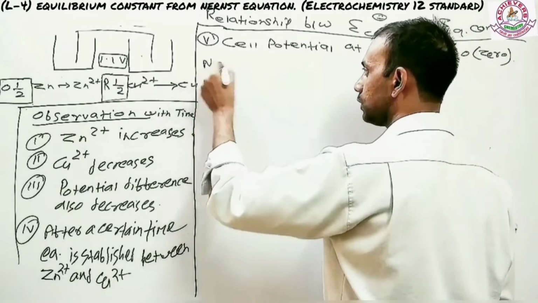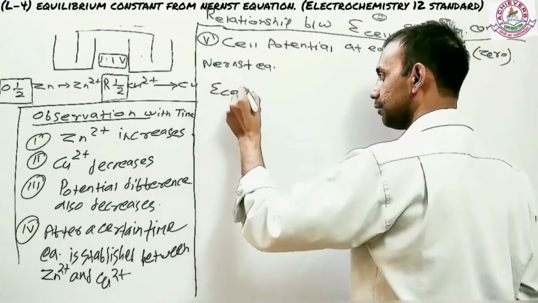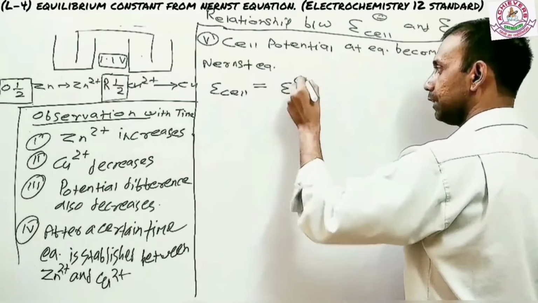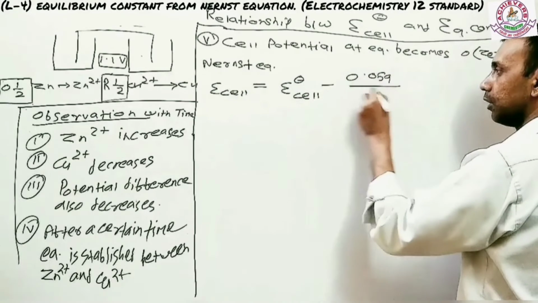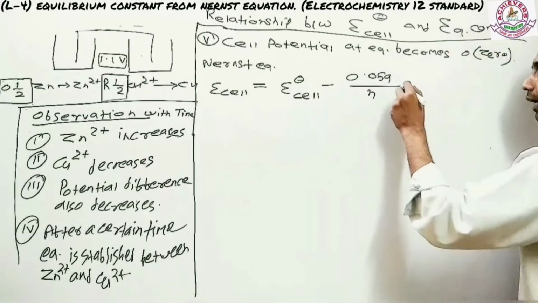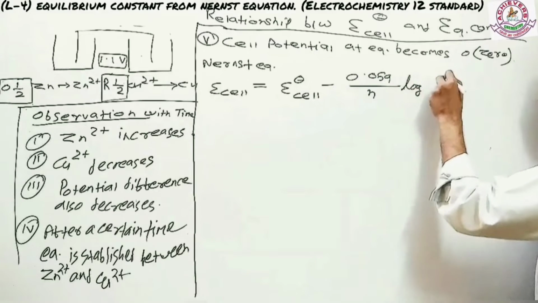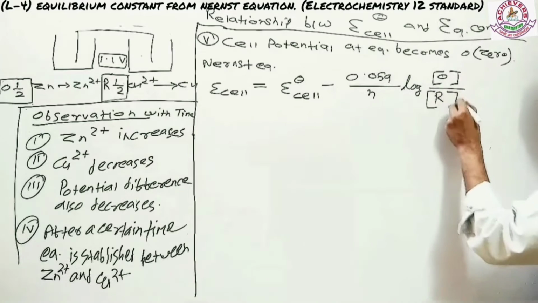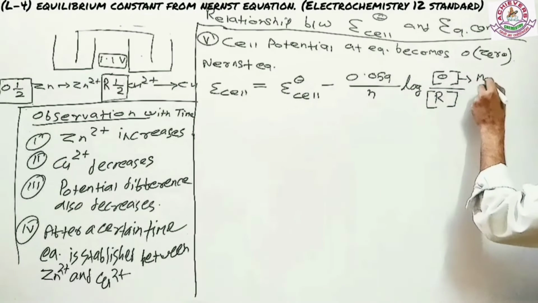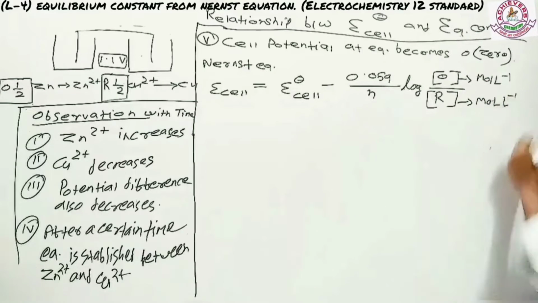We remember we have the Nernst equation. That was E cell is equal to E naught cell minus 0.059 upon n, log of oxidation concentration divided by reduction concentration. What does this concentration represent here? Mole per liter. What does this one represent? Again, mole per liter. Right?